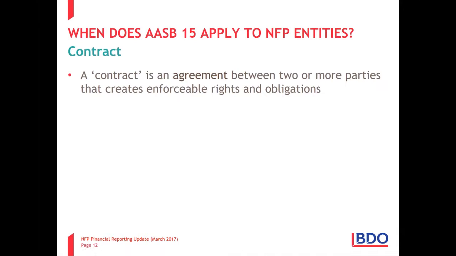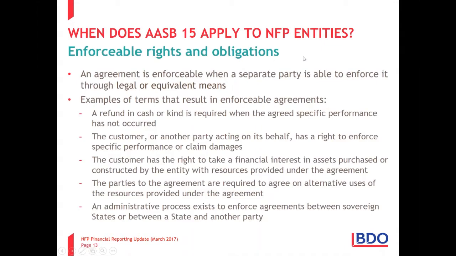The second thing is a contract. Now, for a contract to exist, we need enforceable rights and obligations. Often we need a legal view. Do we have enforceable rights and obligations? At BDO, we have an in-house legal counsel who often helps me to look at these contracts. So if we look at enforceable rights and obligations, it would be enforceable either through legal means, but then they also introduce the concept that it could be enforceable through equivalent means. So what are examples of legal or equivalent means that would lead to enforceable rights and obligations?